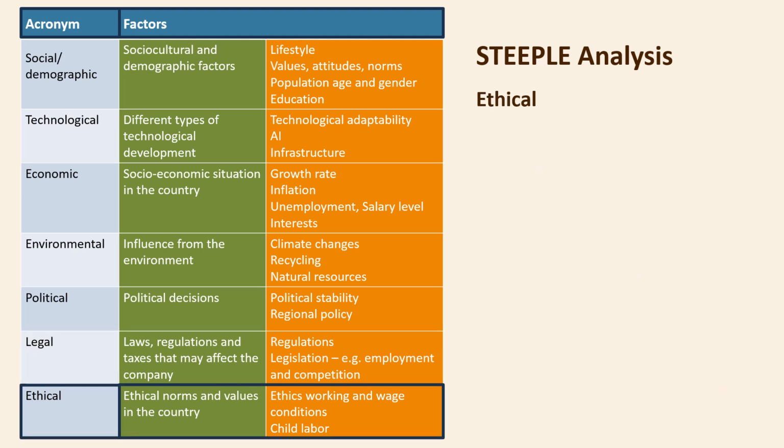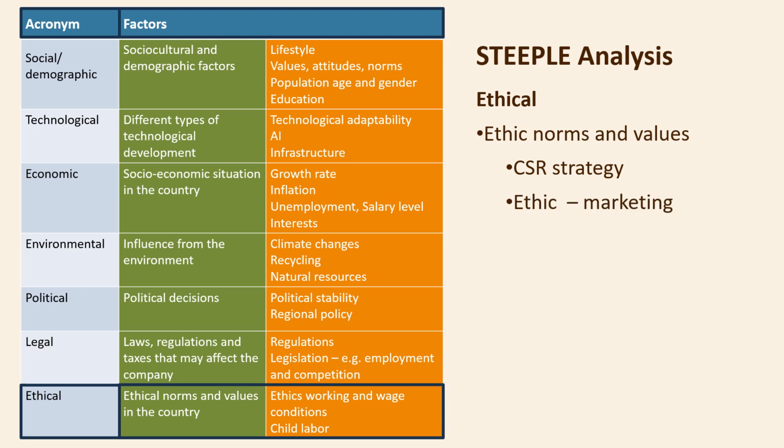The seventh and last factor in the STEEPLE analysis is ethical. This refers to the ethical norms and values in the country that may influence the company's behaviour. Ethical behaviour is linked to the company's CSR strategy. Ethics is also about marketing methods a company uses.